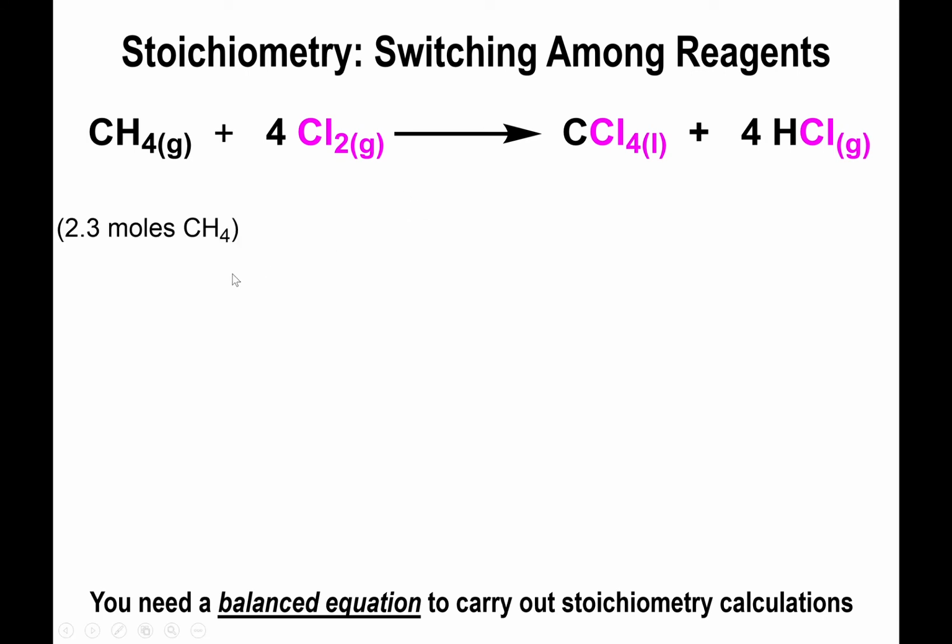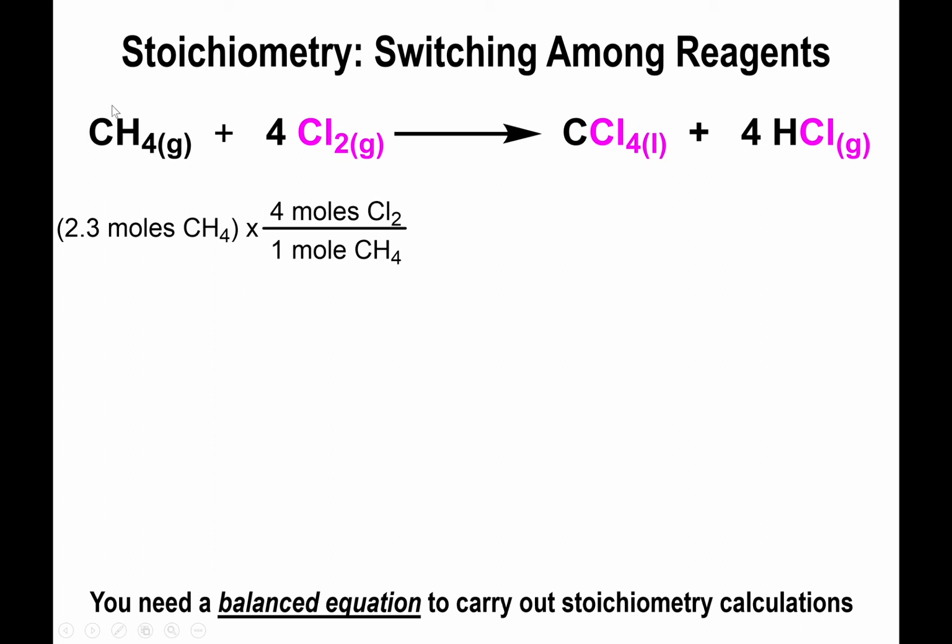Now, if we do actually use an amount, and I'm going to keep it simple right now, we're going to start with moles. If we start with an amount in moles, 2.3 moles of CH4, you could use that to switch over to anything like Cl2, for instance. And all you have to do is look at the balancing coefficients of the species you start with and the species that you're trying to go to. And that becomes your conversion factor.